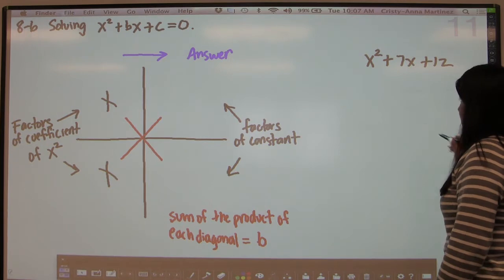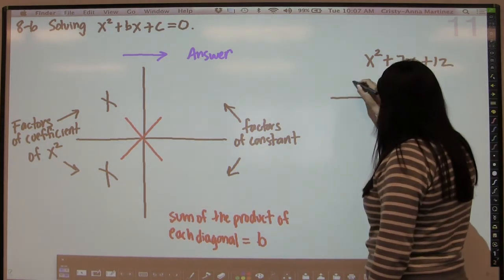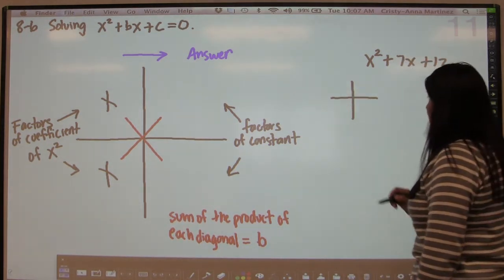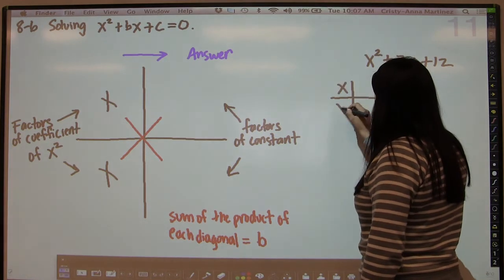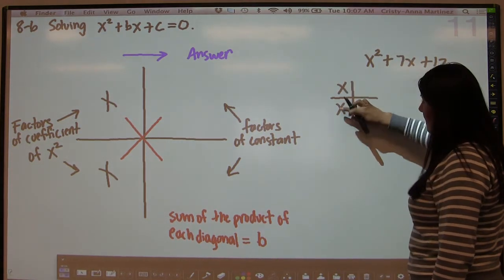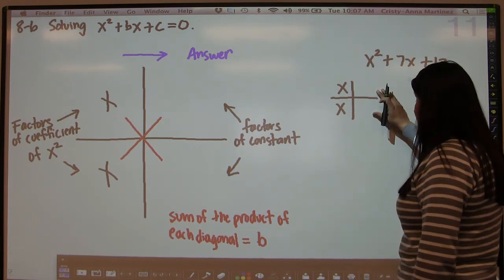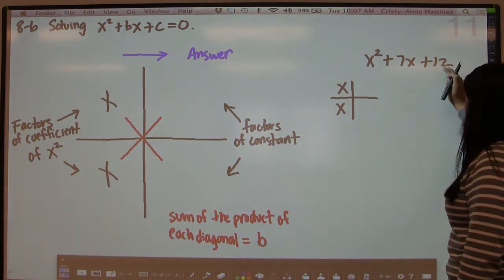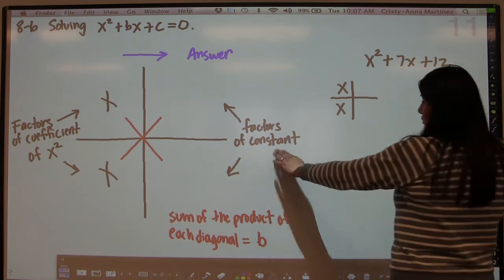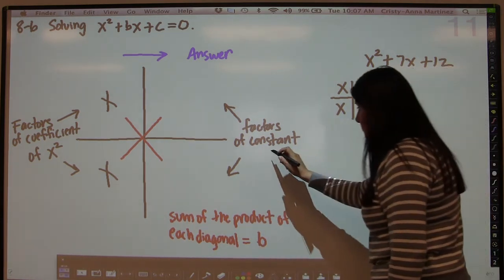So the first thing is, again, you don't have to make it so big. I'm just going to make a small little plus sign right there. I know that I'm going to have x and x. So basically, when I multiply x times x, I should get x squared. Now I'm going to go to the right-hand side, and I need to put numbers that are factors of 12. Factors of the constant term, so the c term.